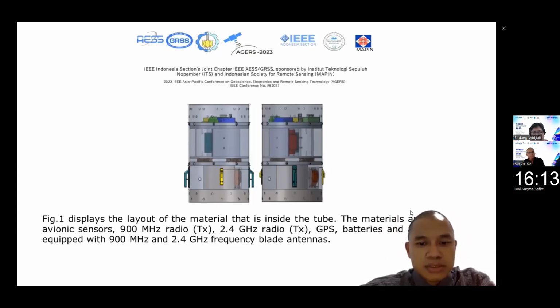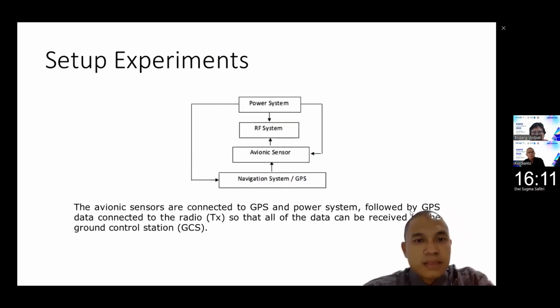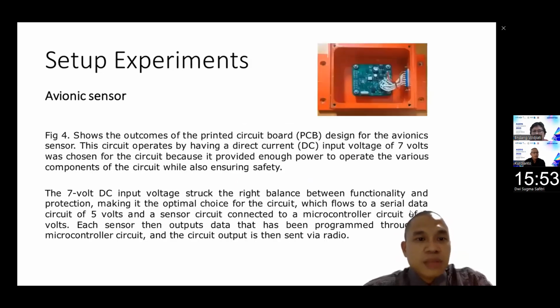This is the antenna blade. Setup experiment. The avionics sensors are connected to GPS and power system, followed by GPS data connected to the radio transmitter so that all of the data can be received by the drone control station. Setup experiment about avionics sensor.